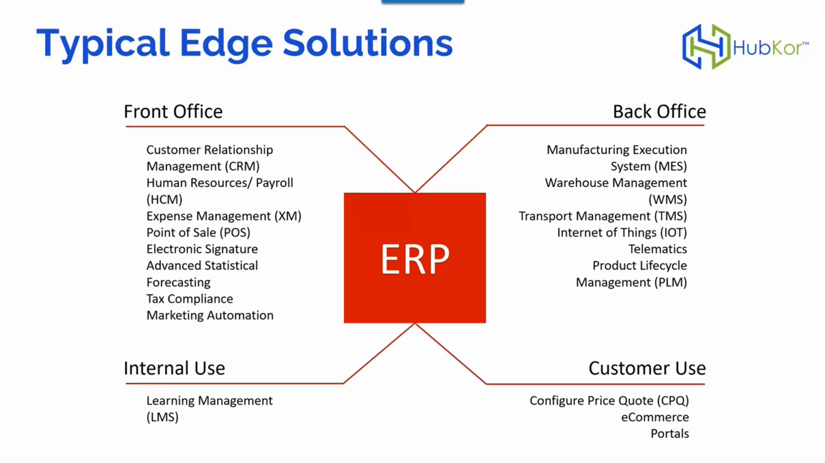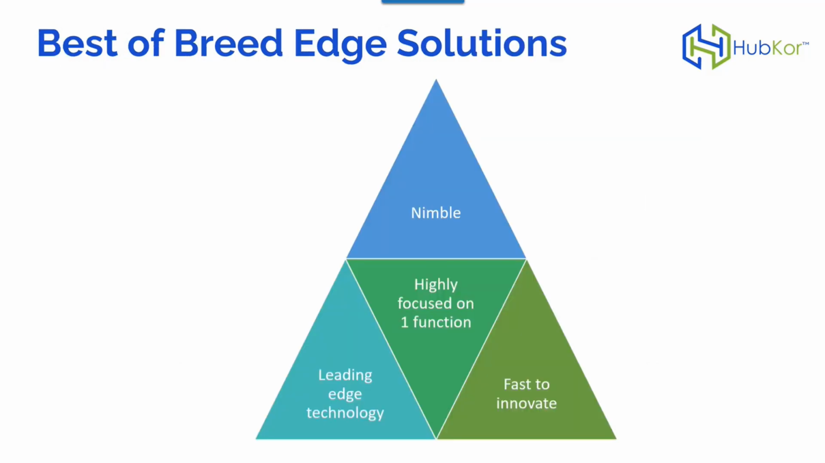Typical edge solutions, there are many, many hundreds, perhaps thousands of them. But these are just a few examples. On the left there, CRM, HR, expense management, forecasting, tax; on the right, MES, warehouse management systems, PLMs, IoT, which is becoming a big thing today, of course. So there are many, many edge solutions that we have to talk to. Our ERP has to talk to them or not, as the case may be. And that brings us into the world of integrations.